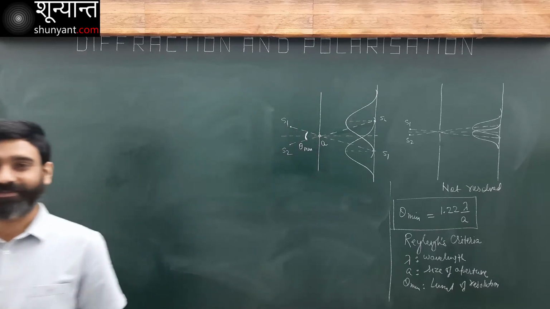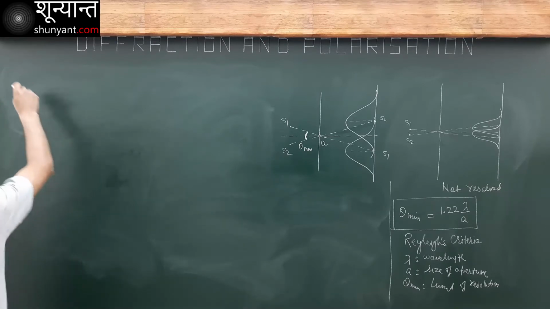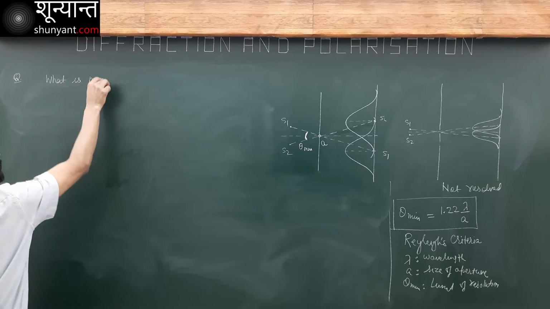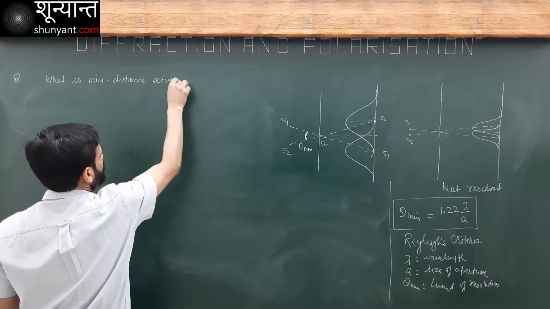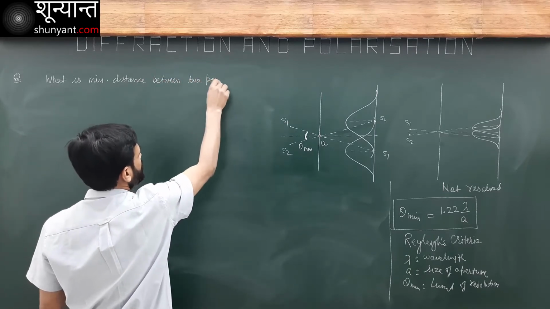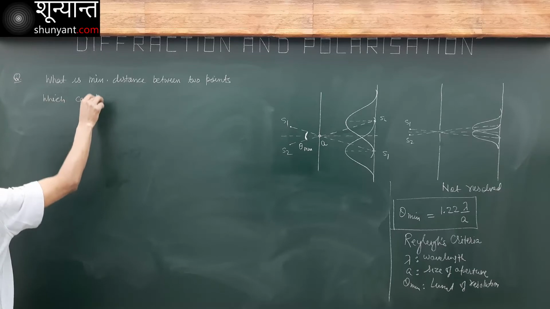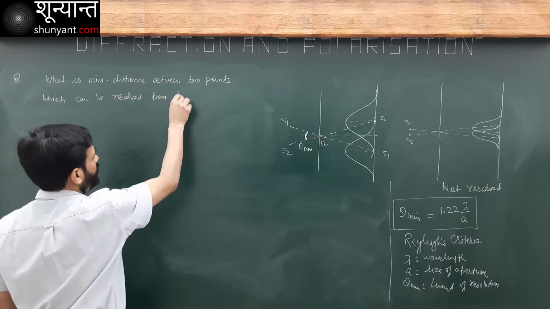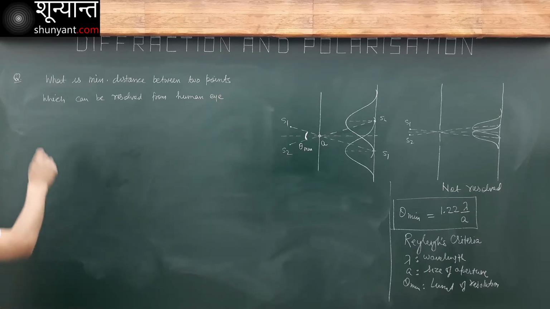Okay, let's do a few problems, then it becomes easier to understand. What is the minimum distance between two points which can be resolved from the human eye?